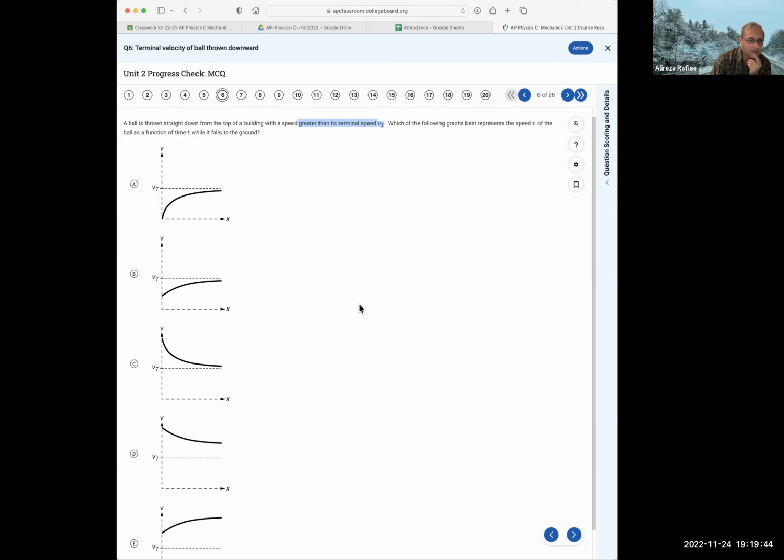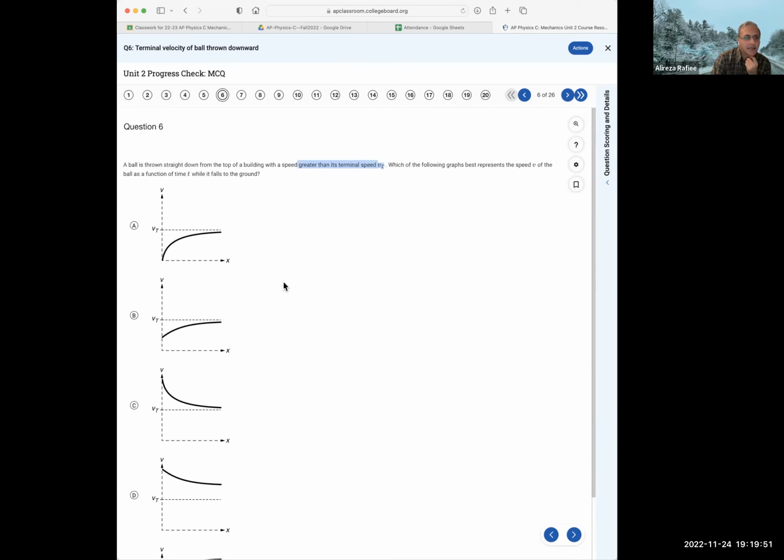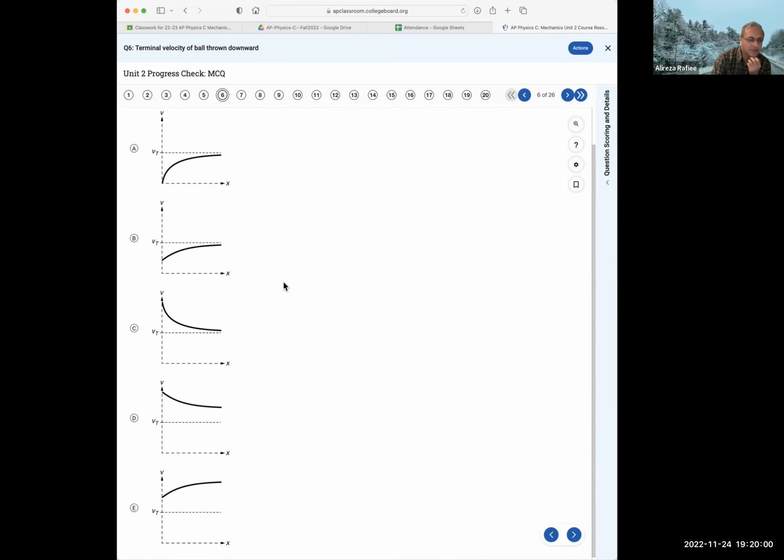So how do we show constant on a velocity versus x graph? What is x? x is distance, right? Velocity versus x. It's not velocity versus time, it's velocity versus x.